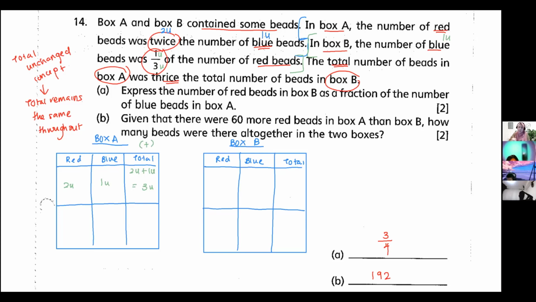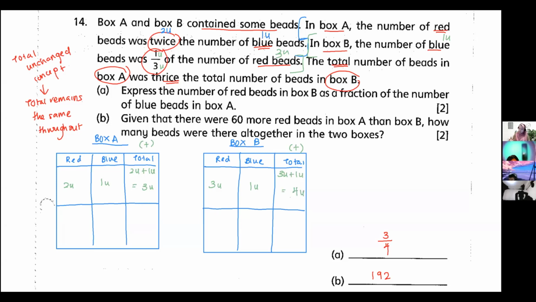The 3 unit is the denominator, so it belongs to the second item. So the red beads is, not 2, 3 units, sorry. So my red is 3 units and my blue is 1 unit. Okay, my total means I need to add. So add. 3 unit plus 1 unit equals 4 units.